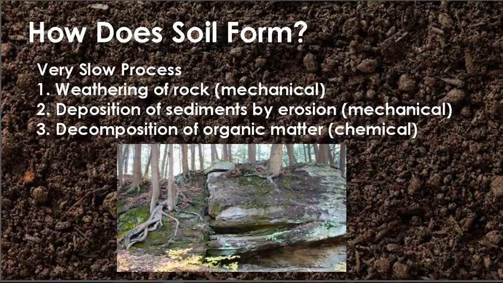I'm quickly going to the next slide. How does soil form? It is a very slow process. Soil formation is a very, very slow process. Basically, there are three top ways soil is formed. Number one, weathering of rocks, which is mechanical. Number two, deposition of sediments by erosion, which is mechanical again. Number three, decomposition of organic matter, chemical.